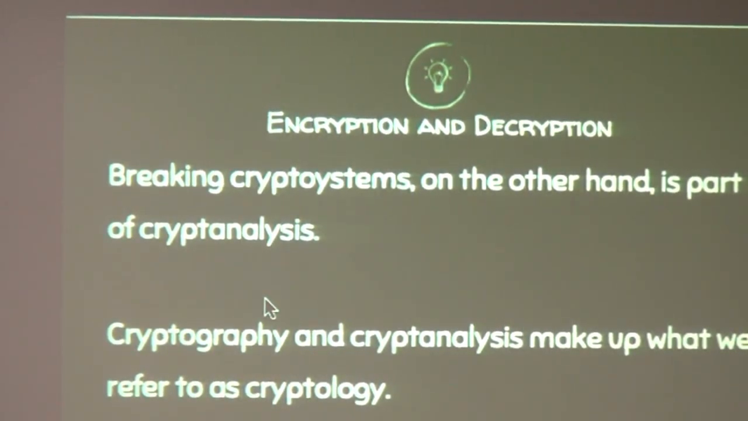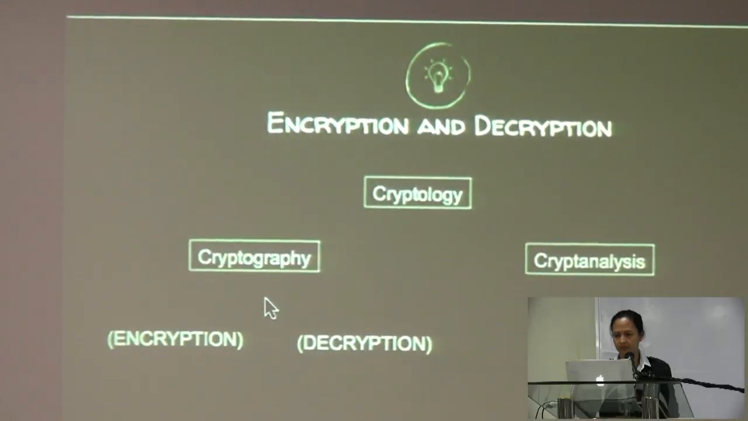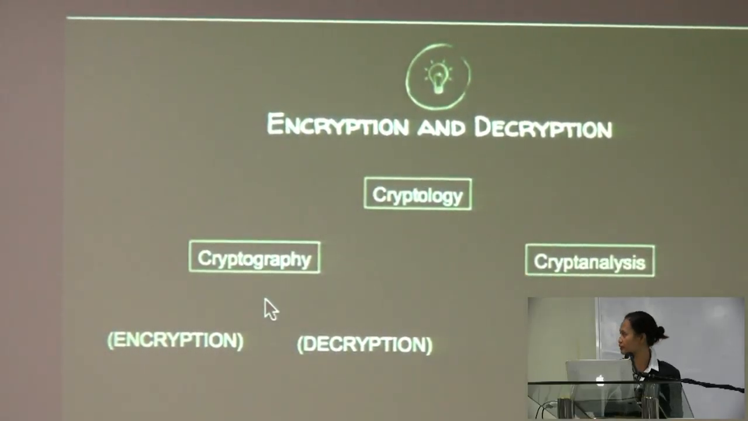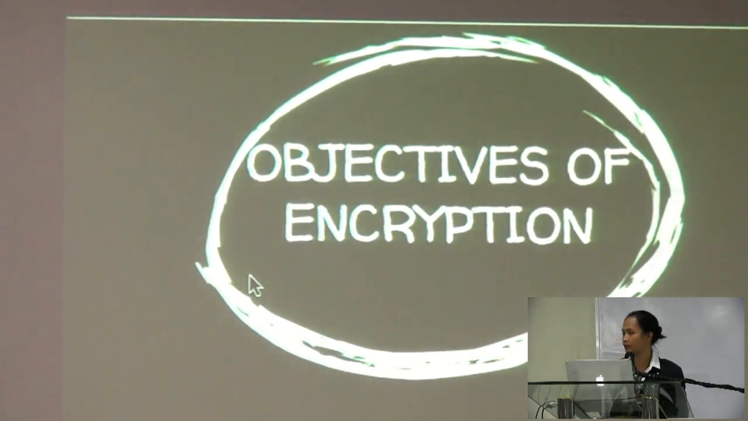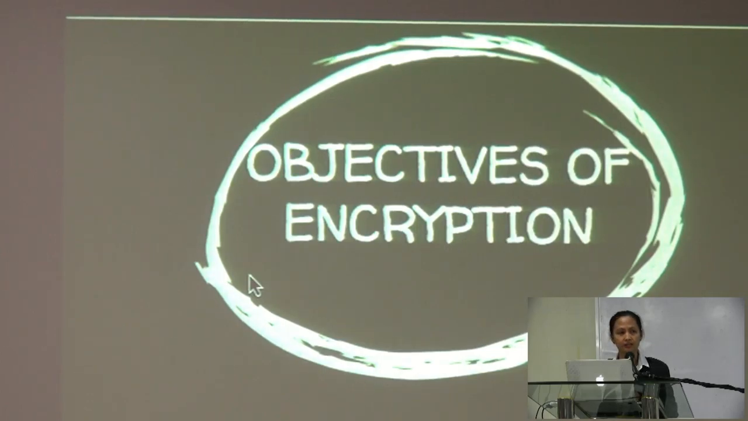Breaking crypto systems, on the other hand, is part of what we call cryptanalysis. So cryptography and cryptanalysis make up what we call cryptology. What I have here is a diagram. Supposedly, I have some arrows there that are missing. Cryptology will include these two, cryptography and cryptanalysis. Under cryptography, you tell your students, we will study the concept of encryption and decryption. Okay. So we now talk about the objectives of encryption.